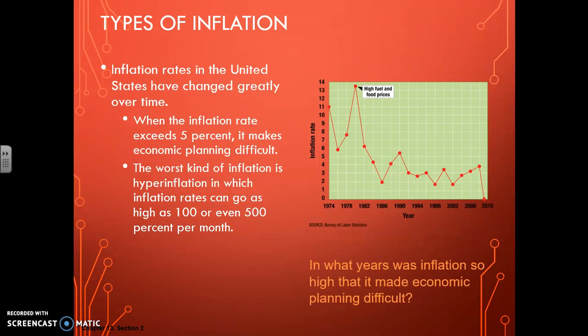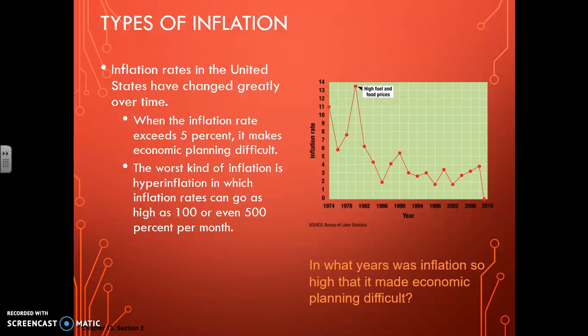So there are various types of inflation, and inflation rates in the United States have changed greatly over time, as you can tell from the graphic to the side. When the inflation rate exceeds 5%, it makes economic planning extremely difficult. That's something we consider to be high inflation. The worst kind of inflation is hyperinflation.